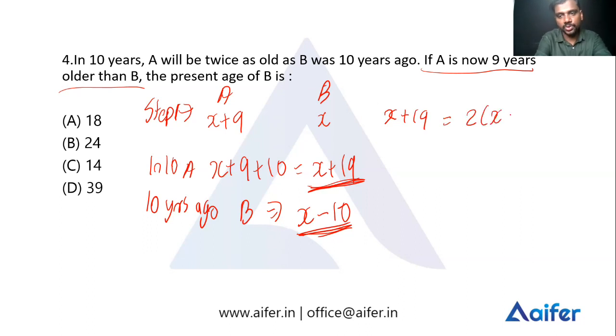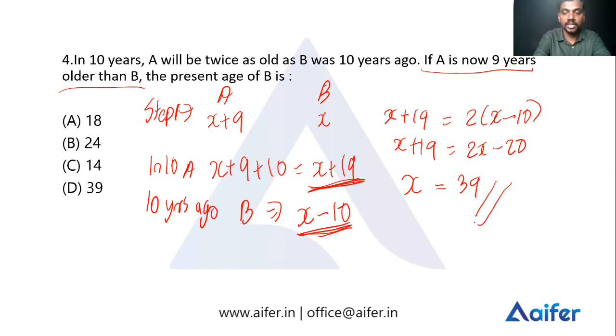So we want to resolve the question. We have X plus 19 is equal to 2X minus 20. We have X is equal to 39. So here X is the age of B.